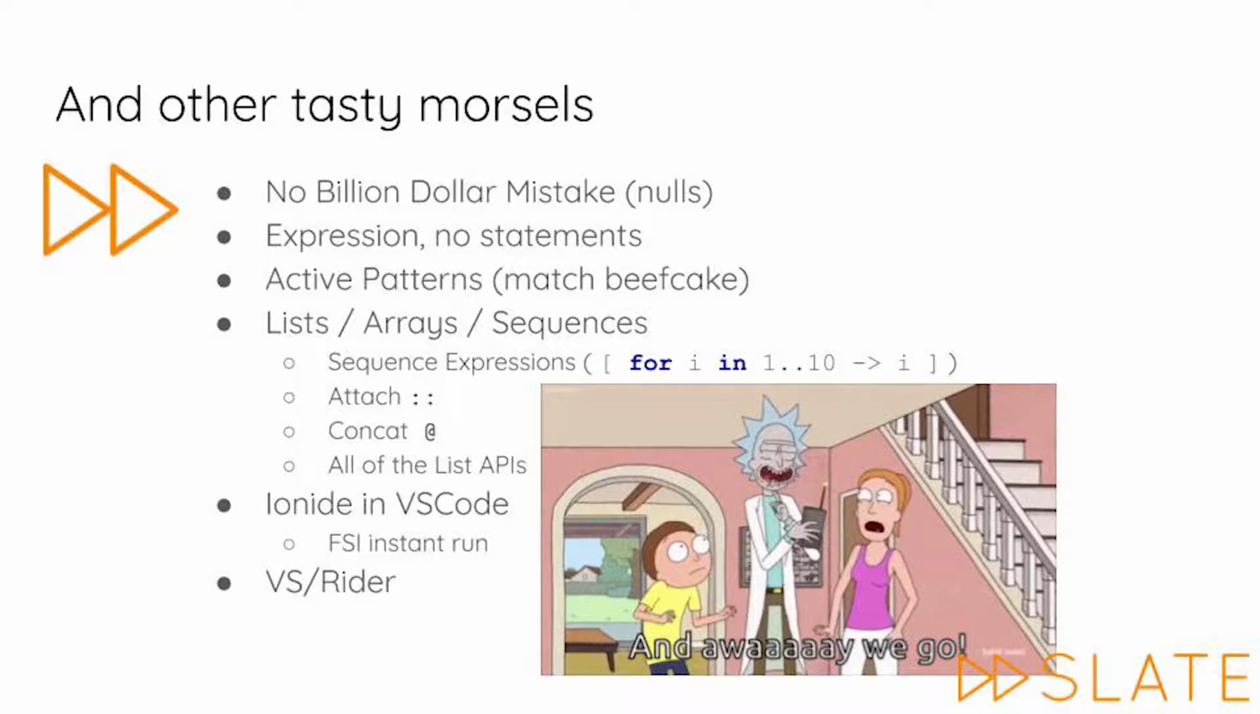You can use F# with Ionide and VS Code. That gives you the FSI instant run. So if you type some bits out, you can select it and run it, which is a bit nicer than C#, where you have to bring up LINQPad or do whatever with that. You can also use it in VS or Rider.